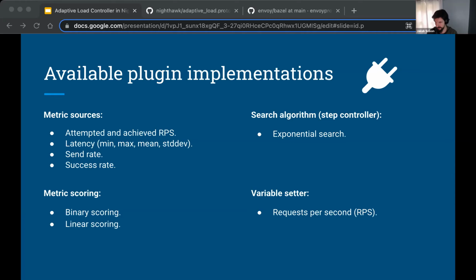When it comes to variable setters, we have one variable setter that sets the requests per second in the Nighthawk output. Which means that out of the box, we are able to search for various RPS settings. We are able to find the RPS the system can sustain.